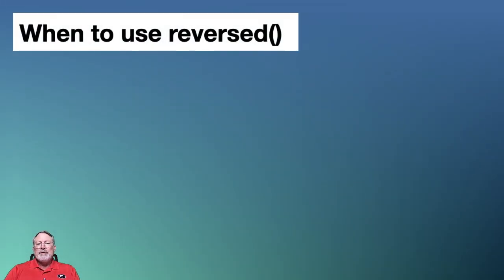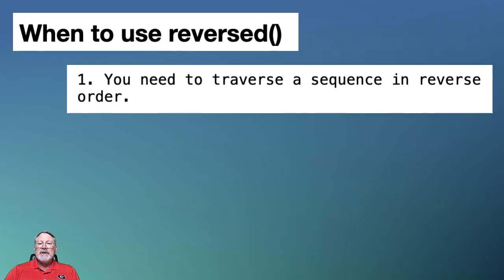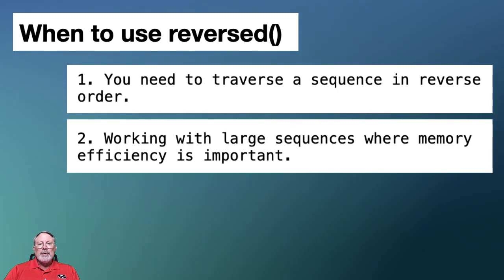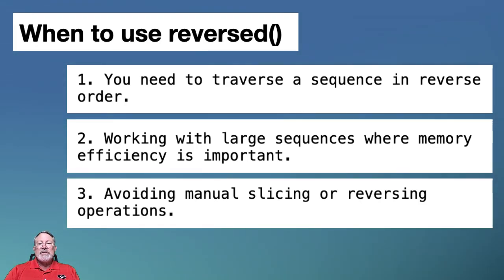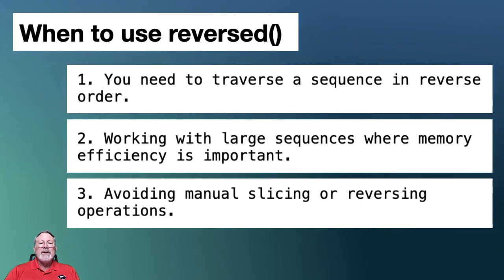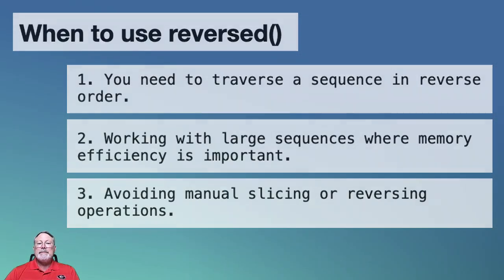So you'd use reversed when you need to traverse a sequence in reverse order, when you're working with large sequences where memory efficiency is important, and when you're avoiding manual slicing or reversing operations for better readability and performance.